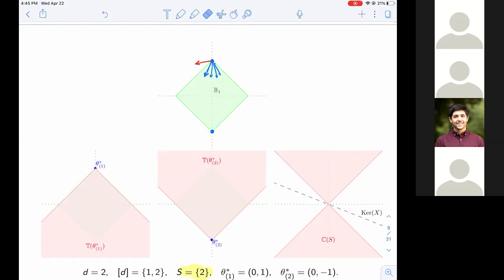You still have to be at the boundary. You can't be inside the ball. But does that make sense to people? Was that a useful attempt at explaining why the union of these tangent cones is that set?